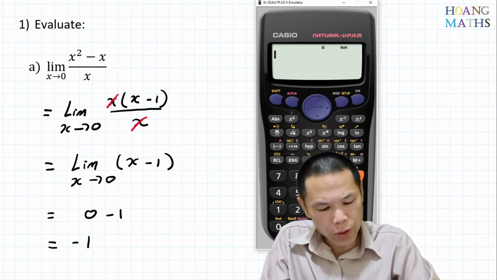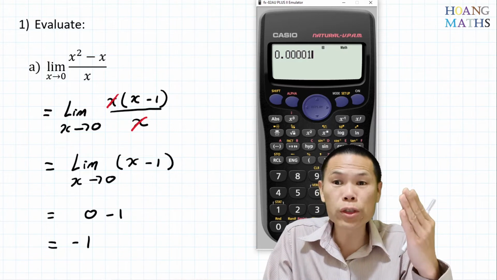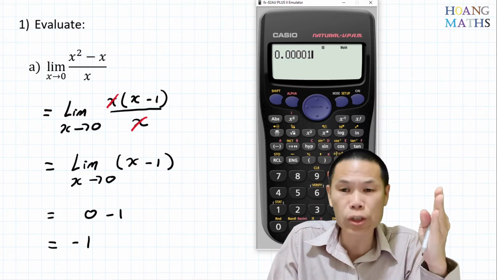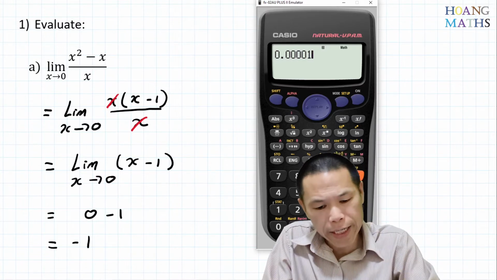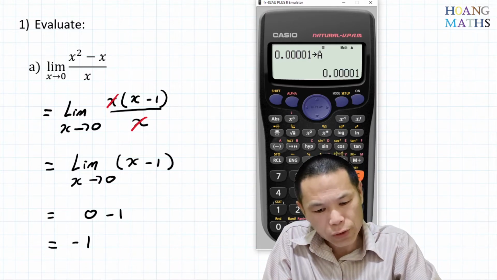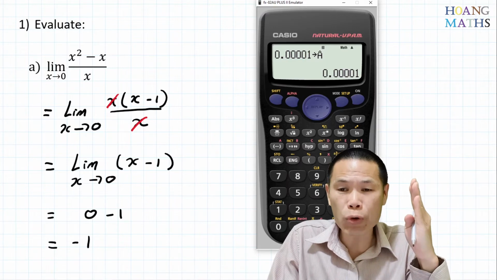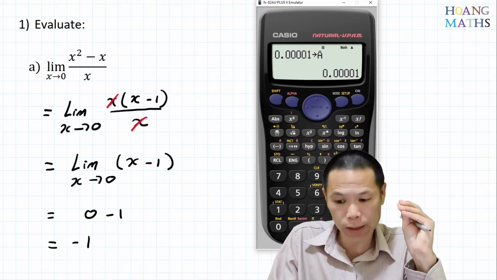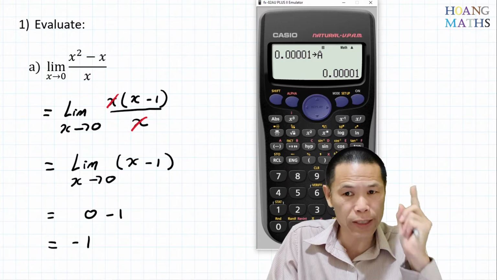So I just put 0.00001. Of course, the more zeros, the better, because it approaches 0. So I just put like 40 will do. And I store that in memory I. Shift store I. Make sure you store that in memory I, because you cannot use a different value for x. X, in this case, has to have the same value.